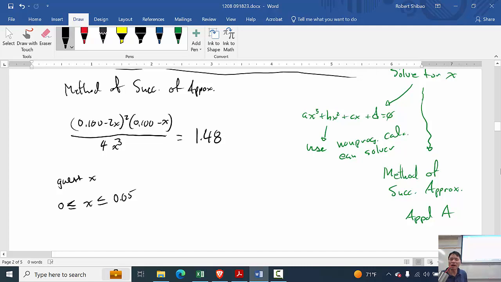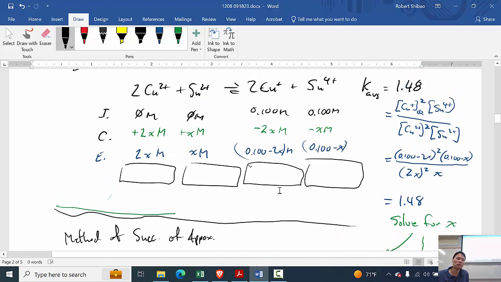Because if x is greater than 0.05, then that's a problem. If x is greater than 0.05, I'm going to get a negative concentration. The concentration for copper 2 is okay if it's greater than 0.05, but the concentration of copper plus here won't be okay, because 0.05 times 2 is 0.1. 0.1 minus 0.1 is 0. 0 is the lowest concentration I can get. So if I had greater than 0.05, then I'm going to get a negative concentration here, and a negative concentration is not possible. And so 0 is the lowest.